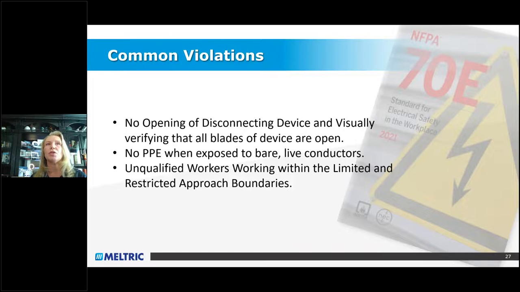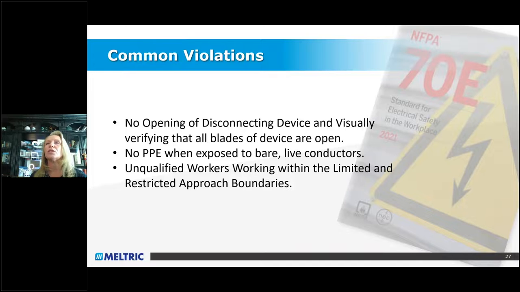A lot of people just open the disconnecting device. They don't ever open it. They just throw the switch and trust that it's operated safely, and then they start their work. And as we've learned, the switch can fail in one of the phase conductors. I've seen people not use PPE when they're exposed to bare live conductors. And that is inherent in this standard: if you're ever exposed to bare live conductors and you're above 50 volts, then you need PPE.